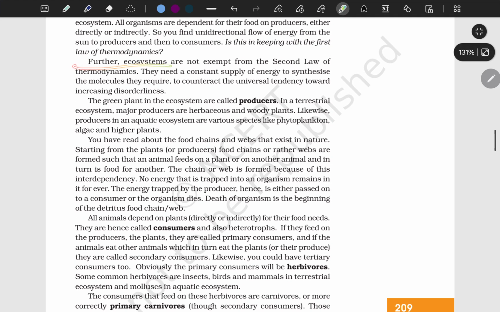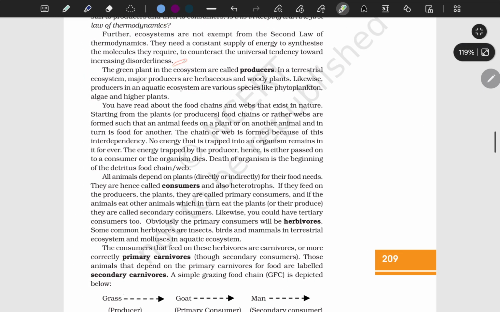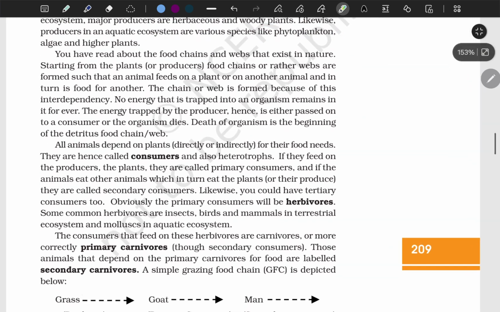Further, ecosystems are not exempt from the second law of thermodynamics. They need a constant supply of energy to synthesize the molecules they require to counteract the universal tendency towards increasing disorderliness, increasing entropy. So the green plants in the ecosystem are called producers. In a terrestrial ecosystem, major producers are herbaceous and woody plants. Likewise, producers in aquatic ecosystems are various species like phytoplankton, algae, and the higher plants.